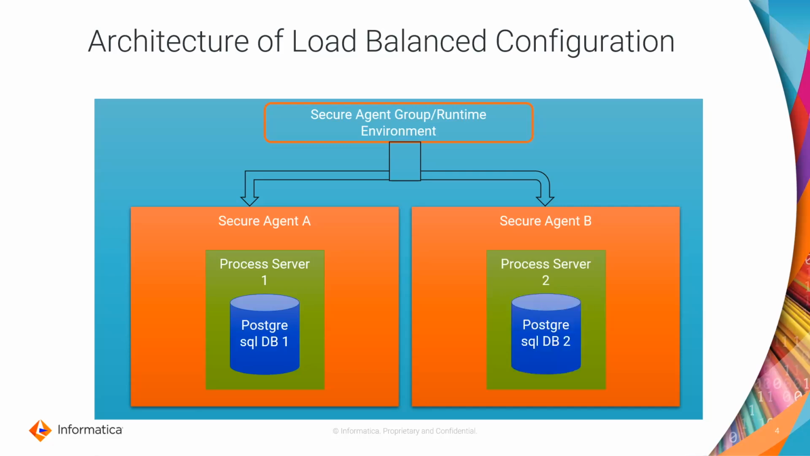As you can see, the load balance configuration has two independent process servers as part of one runtime environment. You can also have more than two process servers as part of the same runtime environment. They work independently of each other and do not communicate with each other. The runtime environment is responsible for routing requests in a round-robin fashion to each of the nodes to perform load balancing of incoming API execution requests.